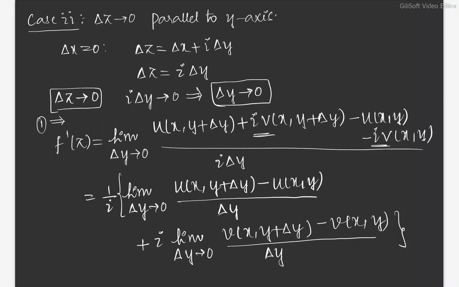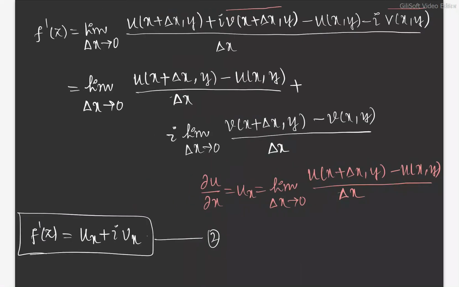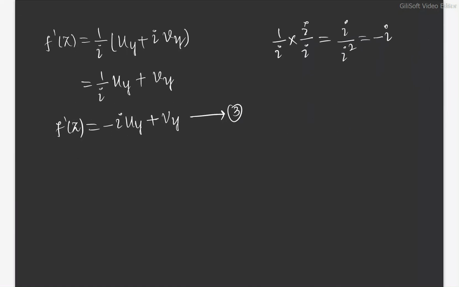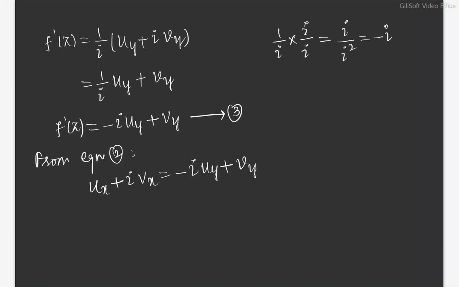We can go back to equation 2. Equation 2 is also f dash of z, that is u x plus i v x. Now we can substitute it from equation 2, and we'll get u x plus i into v x equals minus i u y plus v y.